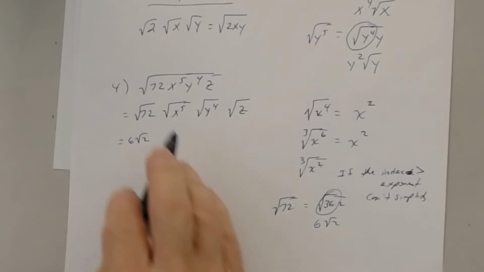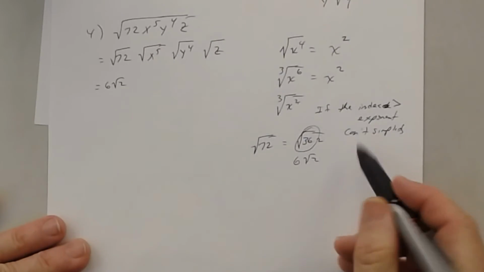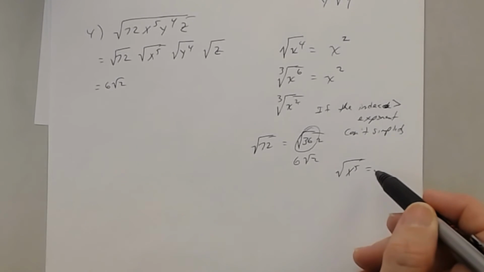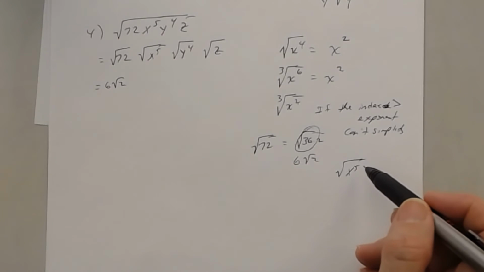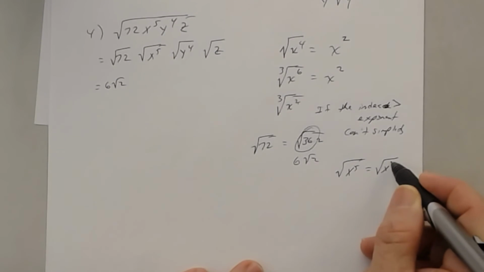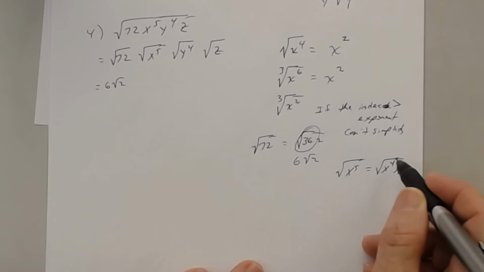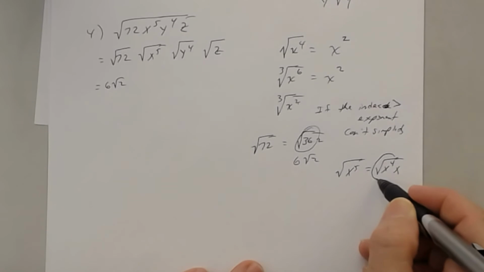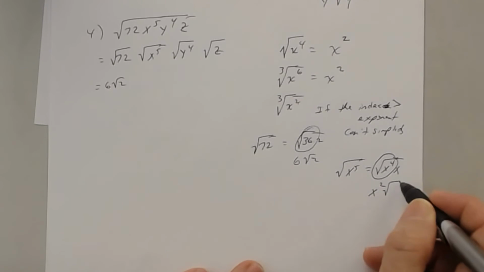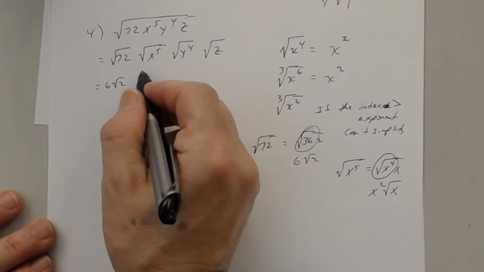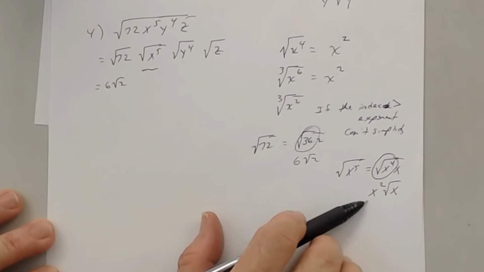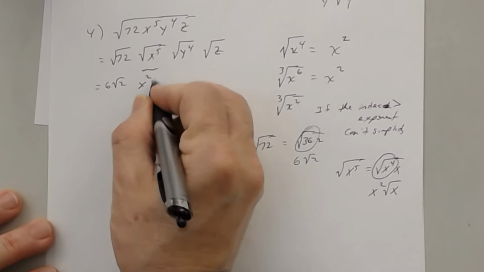Okay? Now let's talk about the square root of x to the 5th. I'm going to go off to the side. I'm going to figure it out. What's the largest whole number less than 5 that's divisible by 2? Okay, so I'm going to write this as x to the 4th times x. And now I can simplify the square root of x to the 4th. What is that? So I get x squared, square root of x. So that's this one right here. So the square root of x to the 5th is x squared, square root of x.